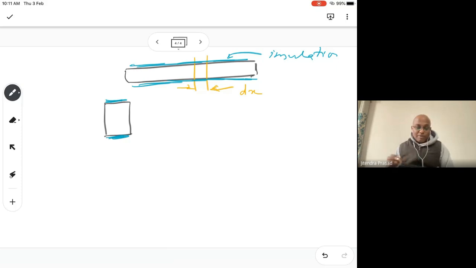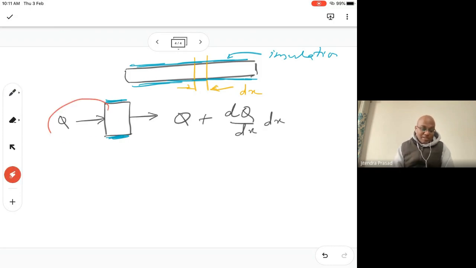And what do you have? You have some heat which is coming here, right? So we can write here Q is coming. And then whatever heat is coming here will be going outside here, right? So this will be Q plus dQ over dx. Okay. So this is the heat which is entering here. This is the heat which is leaving it.